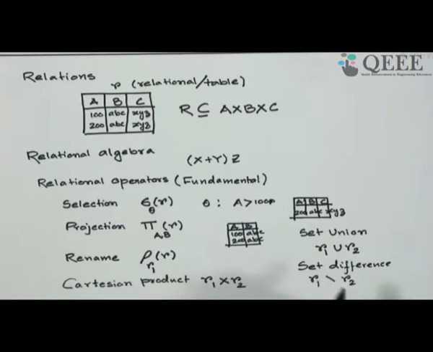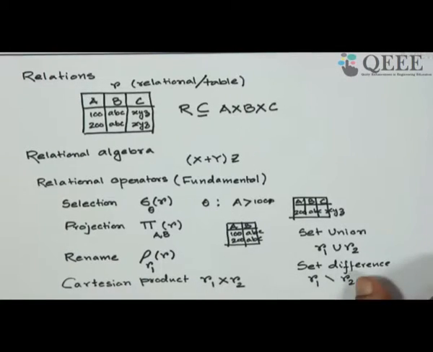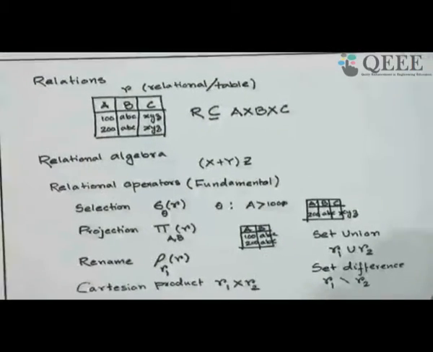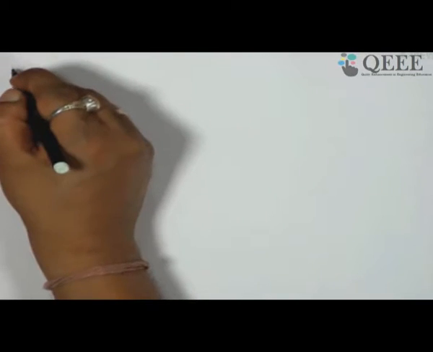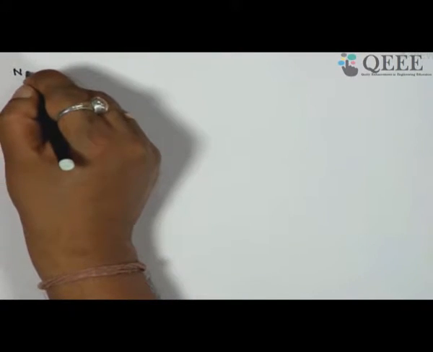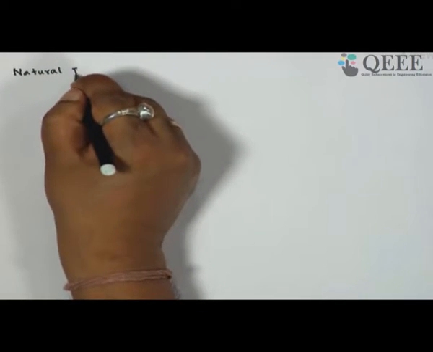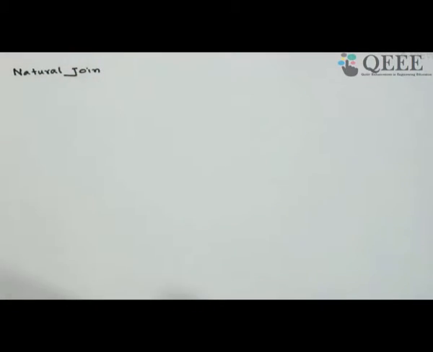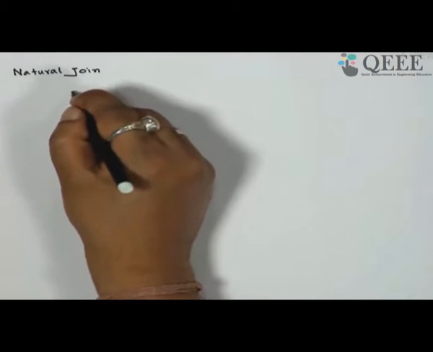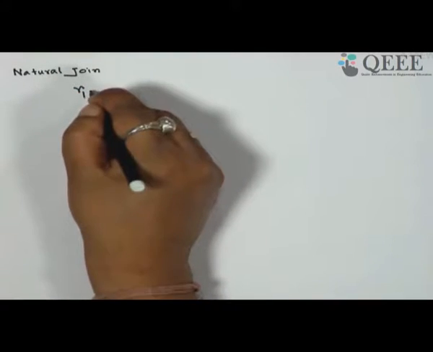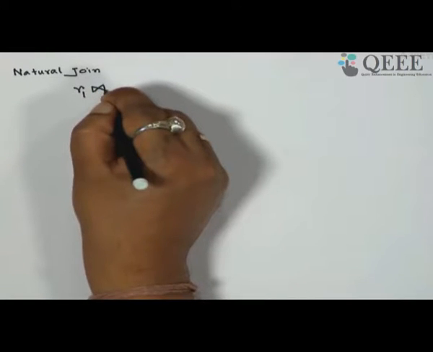So these six operators form the fundamental operators of relational algebra. There are some derived operators which one can define using these. The most common derived operator is the natural join operation. It is again a binary operator denoted by this symbol.